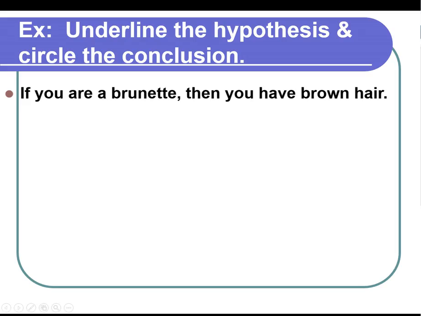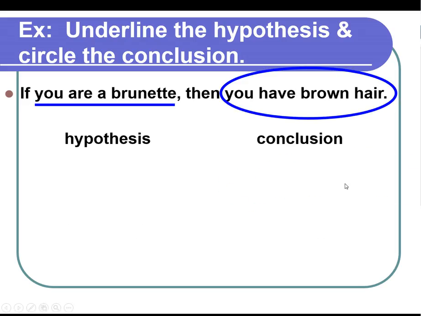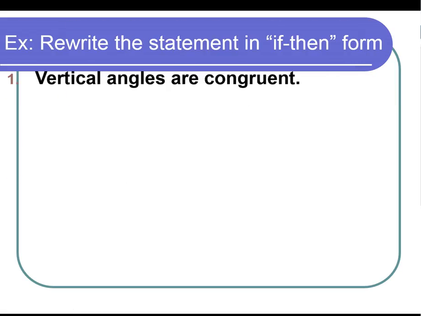So this is an example of a situation like that where we have a conditional statement written in if-then form. If you are a brunette, then you have brown hair. True, right? Okay. There's the hypothesis, there's the conclusion. Hypothesis, you're a brunette. Conclusion, you have brown hair. Okay, what about this one? This one is not written in if-then form, but it is a conditional statement.